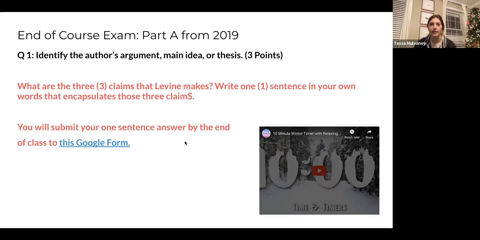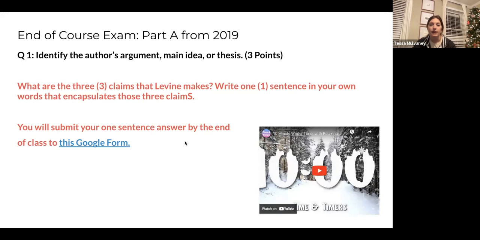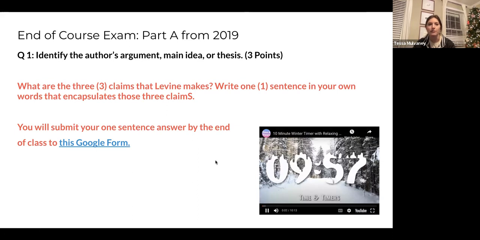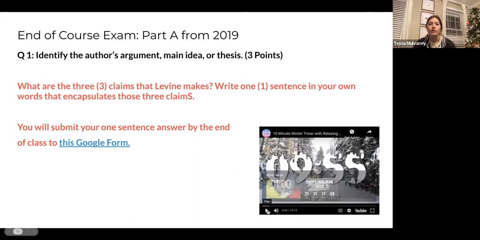Okay, so we're going to take 10 minutes for this. I'm not in the classroom with you, so if you want to set yourself this nice 10-minute snowy timer, feel free. What you're going to do is go back to Schoology. You'll open that PDF, move it into Notability, and then you're answering question 1 only today.